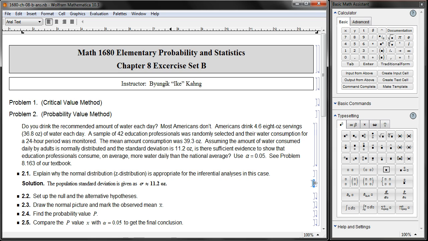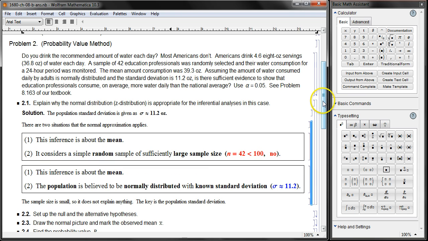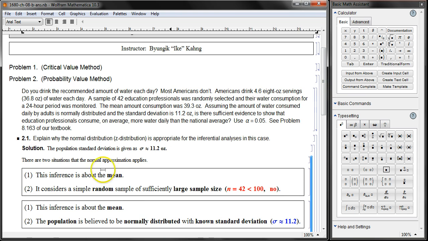So for the student who want to go a little bit deeper, here are further explanations. There are, roughly speaking, two situations that the normal approximation applies. One is right here. The inference is about the mean. Is it about the mean? It talks about the mean on average, yes. Okay, this works out. And then it considered simple random sample. Oh yes, we're talking about the randomness.